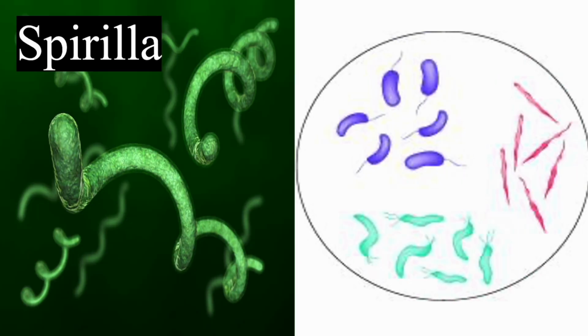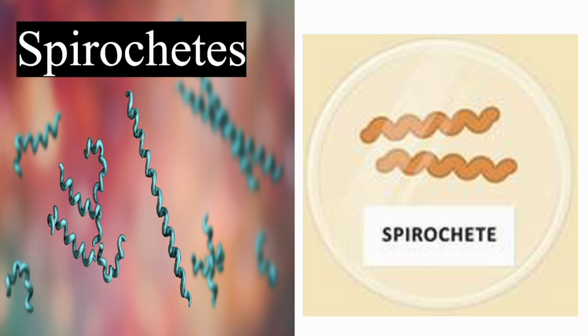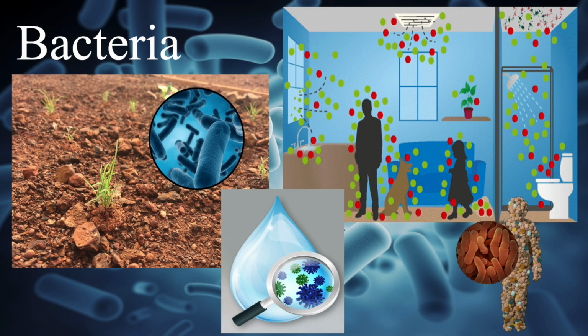Next, we have spirilla, or the singular form, spirillum. These bacteria have a spiral or corkscrew shape. Next, we have spirochetes. These are long, thin, and flexible bacteria with a tight spiral shape resembling fusilli pasta. They are unique in the sense that they can move in a corkscrew motion.